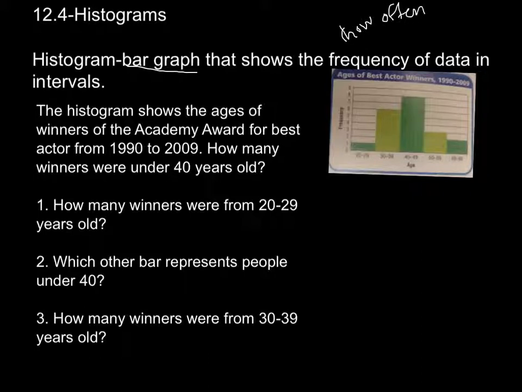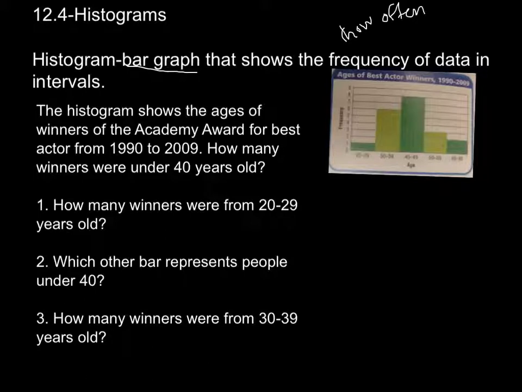Okay, so the histogram at the right shows the ages of winners of the Academy Award for Best Actor. So we're talking males here. From 1990 to 2009. How many winners were under 40 years old? Okay, so that's what our question is. Could you just count them? Yes, you could say 6 plus 1. I know there's 7. But we're going to go through a couple of steps to make sure that we can really make sure that we're looking at the graphs and using them for all they're there for.